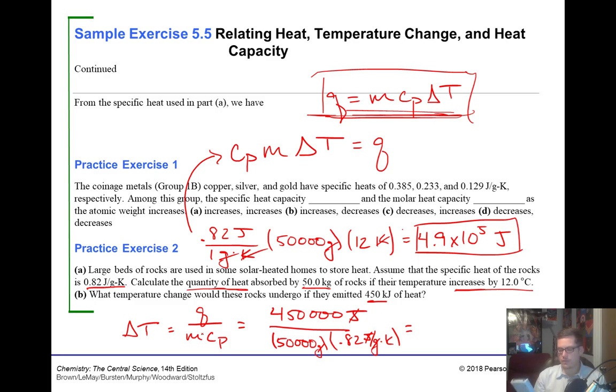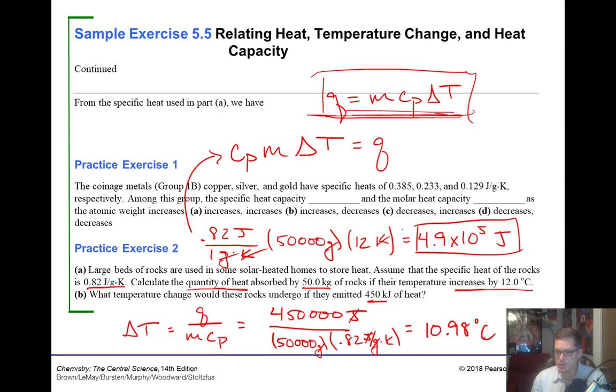So we'll take 450,000, oops, we forgot an important part. All right, we'll hit that in just a second, divided by 50, 1, 2, 3, times 0.82, all right, and we get 10.97 or 10.98, okay?